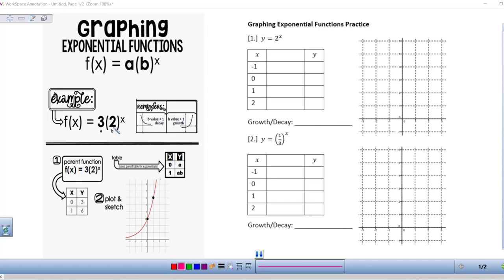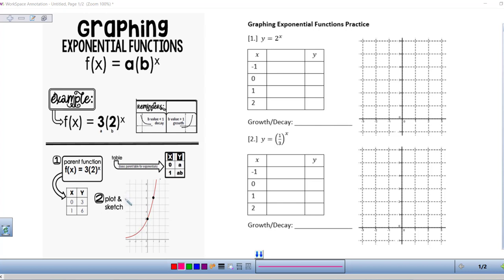If our a value is 3, our b value is 2, and I plug that into a table, I put 0 in for x, so it'd be 3 times 2 to the power of 0. I end up with 3. And then we can try 3 times 2 to the power of 1, and our answer is 6. So that gives us 2 points to help us create our curve.